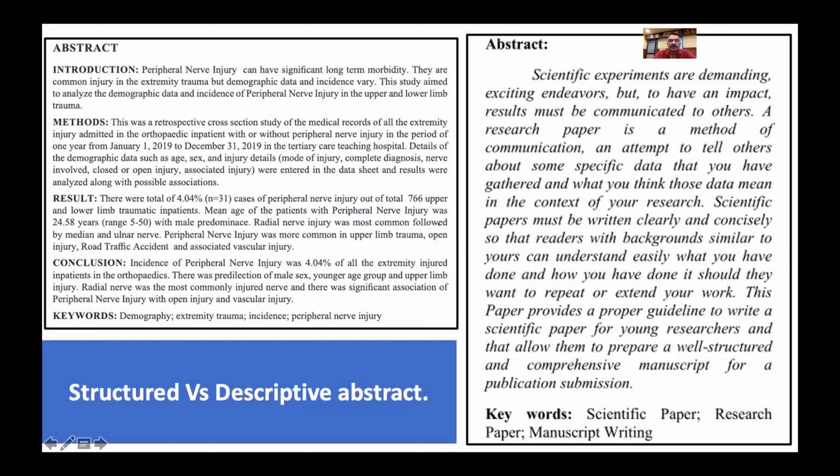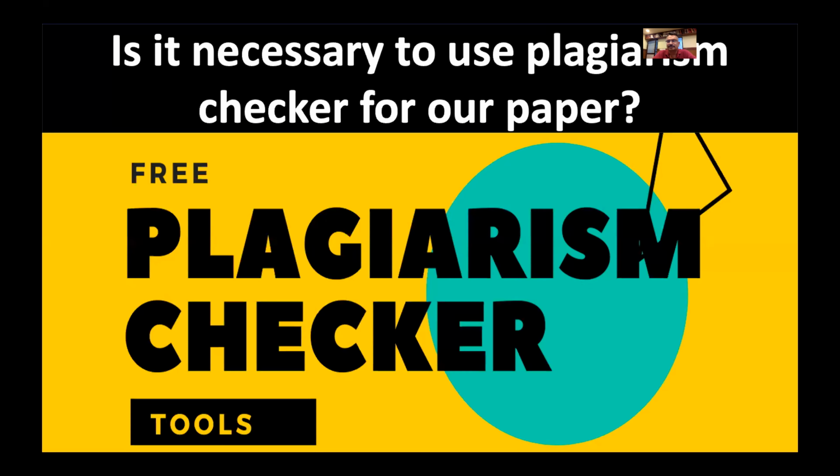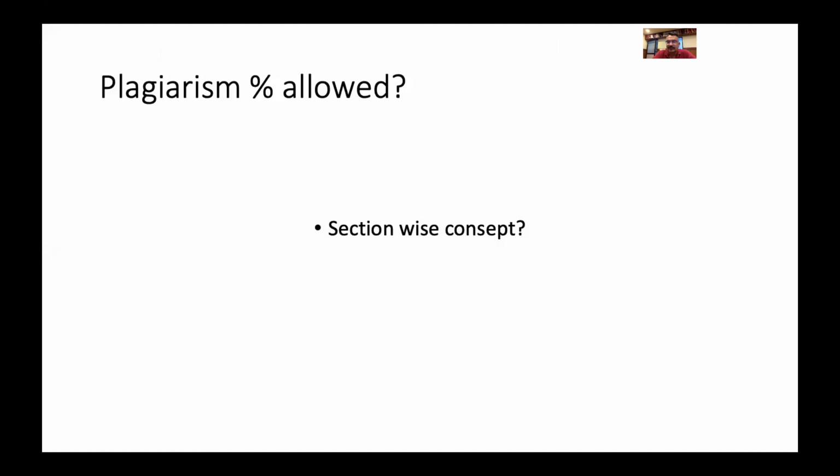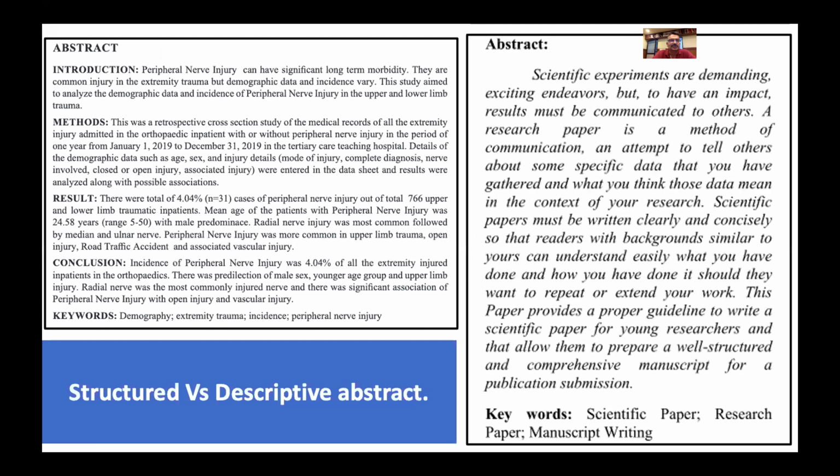So coming to the next one, I'll just skip because there are lots. Naveen very clearly mentioned the structured and the descriptive abstract. Naveen, if you can just elaborate how you decide which type of abstract to write. That basically depends on the instructions to the authors. Journals ask for the type of abstract they accept. So entirely depending on the instructions to the authors, I decide whether I go for a structured or a descriptive abstract.